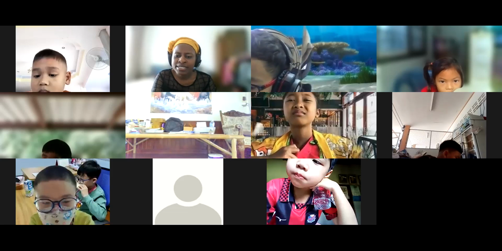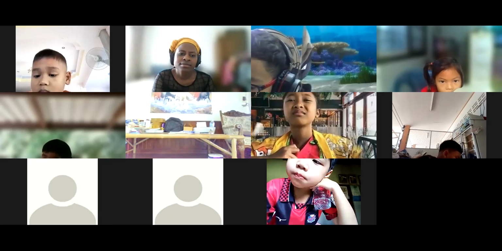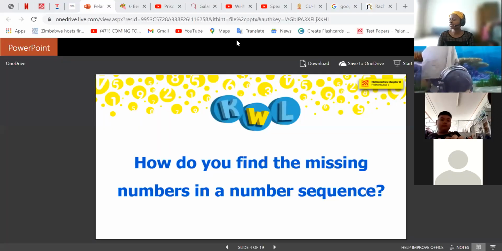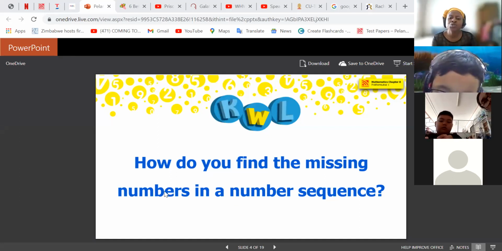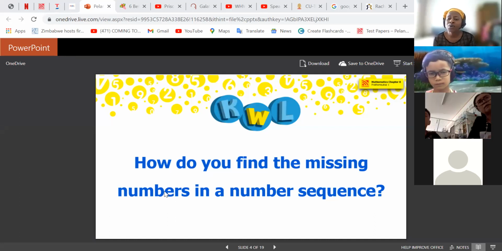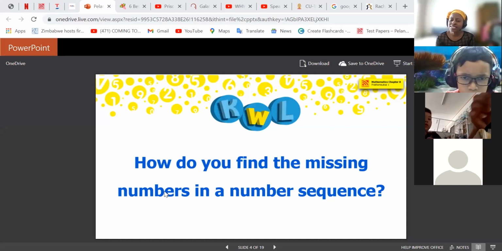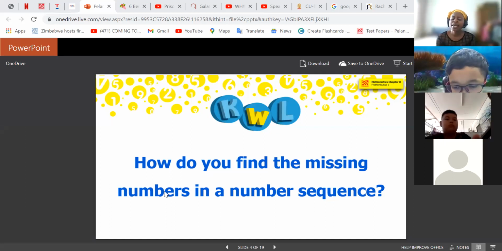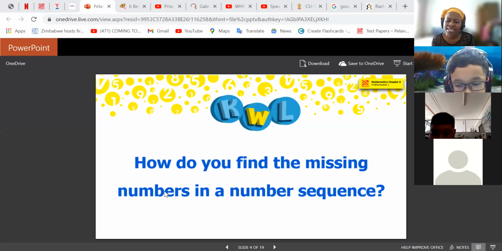I hope everybody is now in class. All right. Let's look at these examples. We are on page 121. It says, how do you find the missing numbers in a sequence? How do we find the missing number in a number sequence? It's very, very easy to find the missing number.